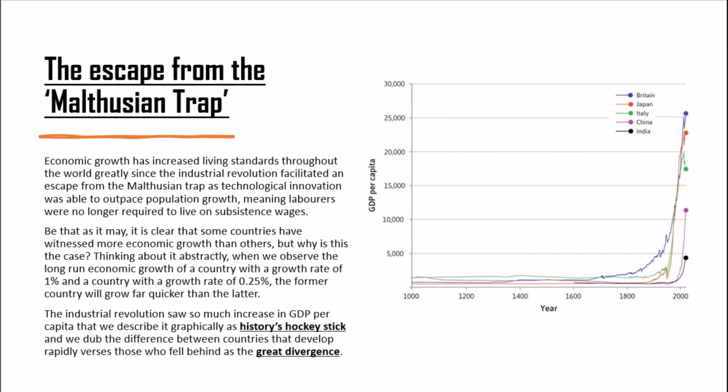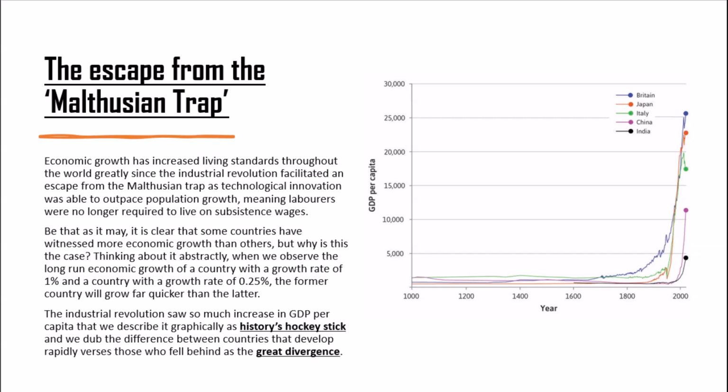So be that as it may, it is clear that some countries have witnessed more economic growth than others. But why is this the case? Thinking about it abstractly, when we observe the long-run economic growth of a country with a growth rate of 1% and a country with a growth rate of 0.25%, the former country will clearly grow far quicker than the latter country. The Industrial Revolution saw so much increase in GDP per capita as technological innovation was able to outpace population growth that we describe it graphically as history's hockey stick.